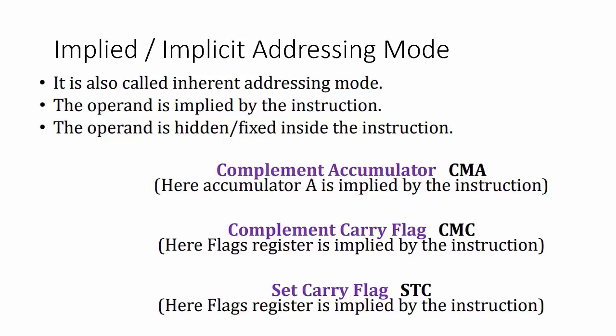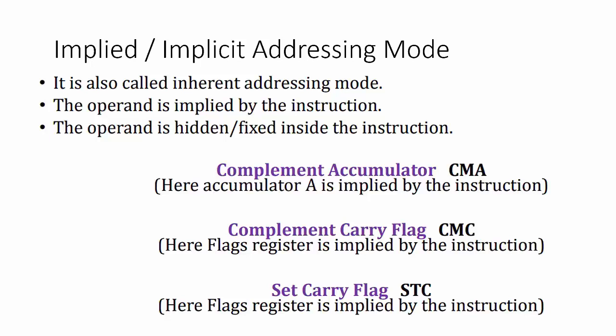So let's see the examples. The first one is CMA. It means complement accumulator. Here, which is the operand? The operand is the accumulator. What action is done by this instruction? It will complement the value of the accumulator. As we already know what complement means: if there is a value 0, it becomes 1, and if it is 1, then it becomes 0.